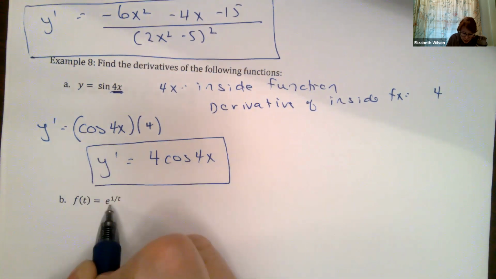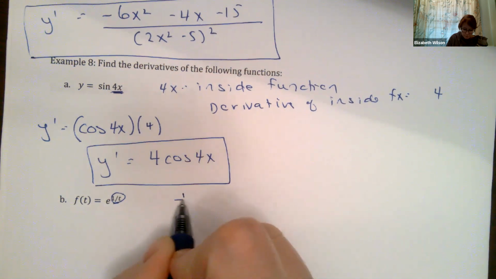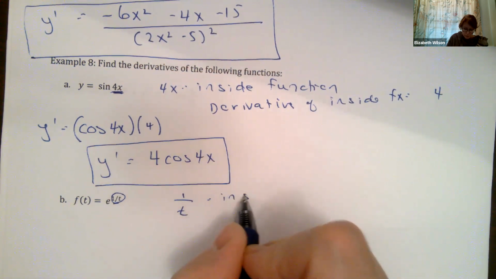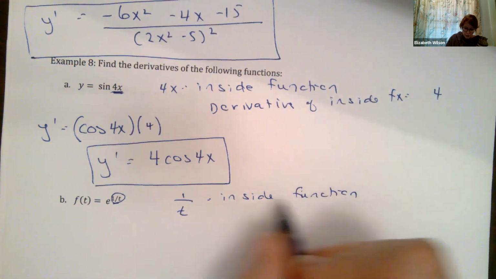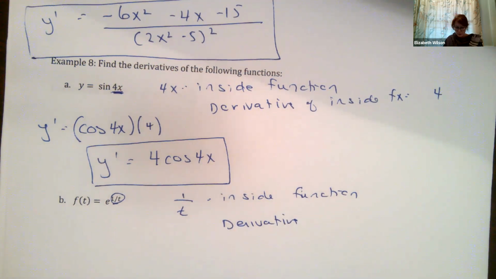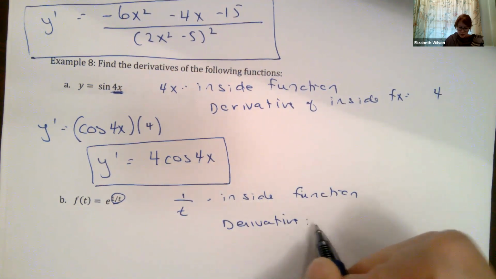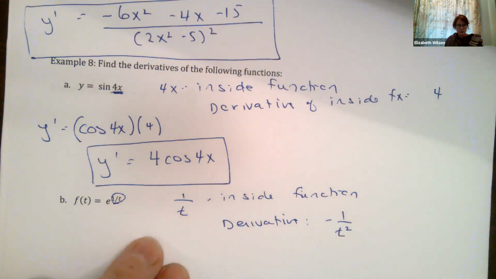This one's a little more complicated. I've got 1 over t. That's my inside function, what we've been calling our inside function. So the derivative, we did this with the power rule, right? So the derivative is going to be minus 1 over t squared. That was our power rule. We did this one before.